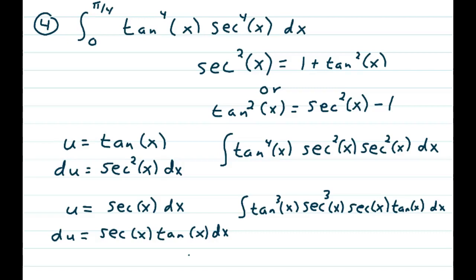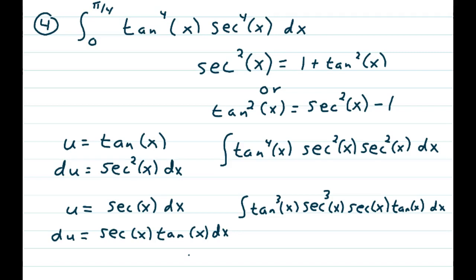Problem 4. Integral from 0 to pi over 4 of tangent to the fourth power of x, secant to the fourth power of x dx. Again, no simple rule for this. Use substitution won't work. So we're going to use our trig identities. And we have two choices, which makes this a little difficult.